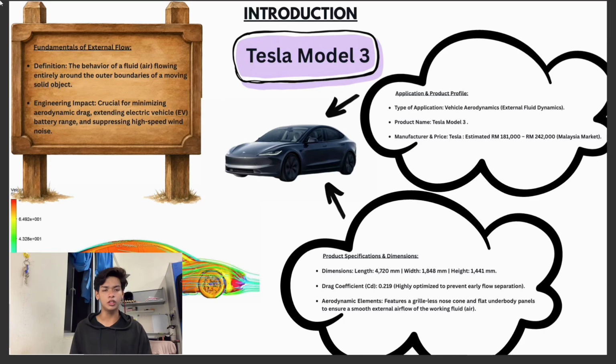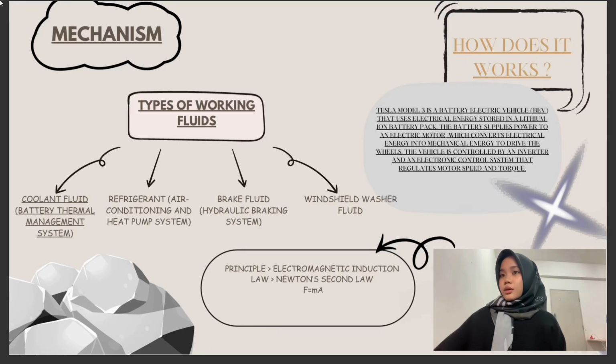So that's all for me, and I will pass to my group member, which is Sofia, to explain the mechanism. Alright, so thank you. First, let's take a look at how the Tesla Model 3 works. Unlike conventional cars that use gasoline or diesel, the Tesla Model 3 uses electrical energy stored in a lithium-ion battery pack. The battery supplies electricity to an electric motor. Then the motor converts electrical energy into mechanical energy, which rotates the wheels and moves the vehicle.